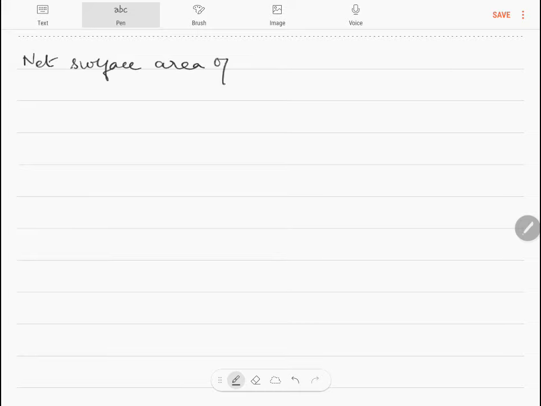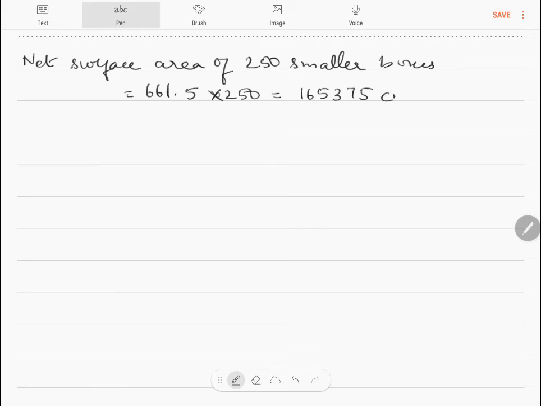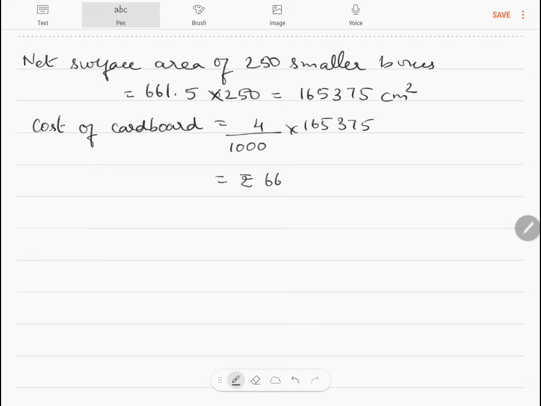The net surface area of 250 smaller boxes is equal to 661.5 into 250, which is equal to 165,375 centimeter square. Cost of cardboard will be, as we did, 4 by 1000 into 165,375, which is equal to rupees 661.50.